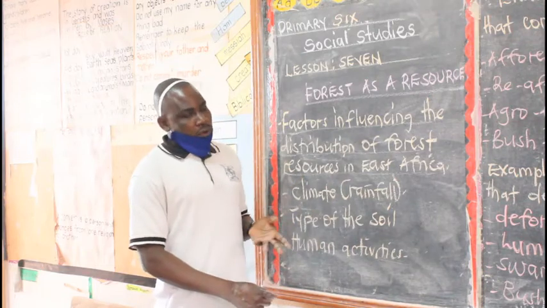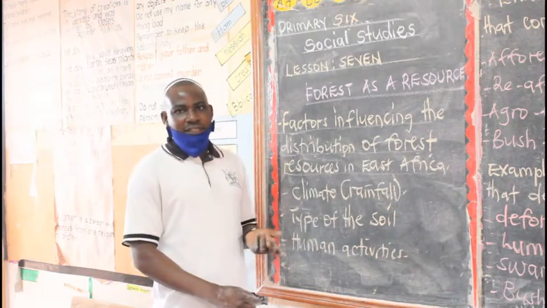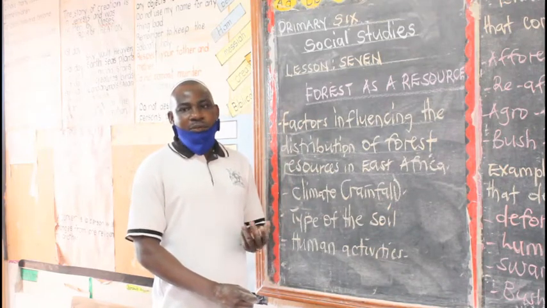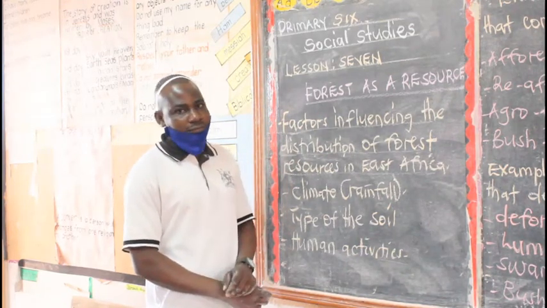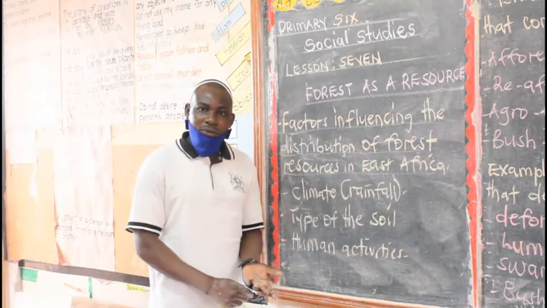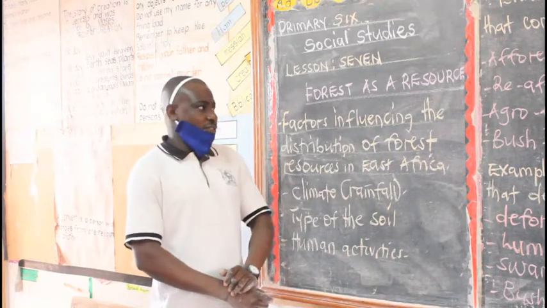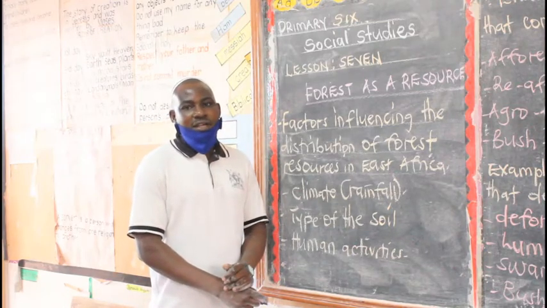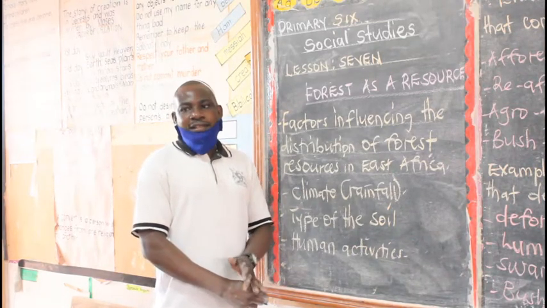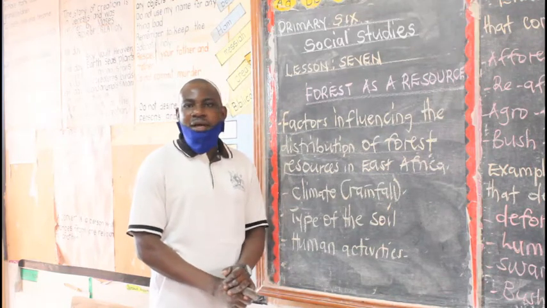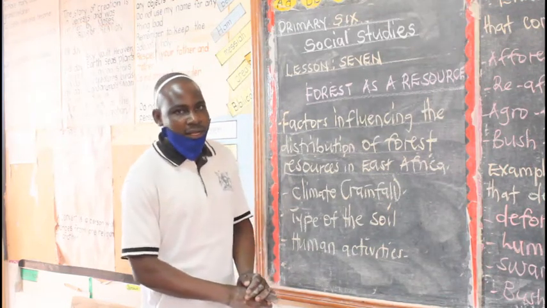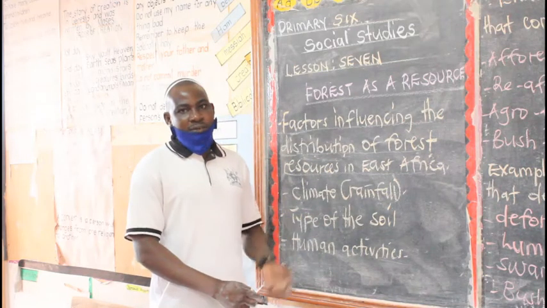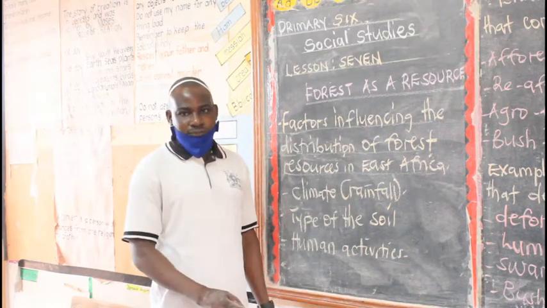Then we see that hardwood is used for making furniture. We also looked at the largest natural forest in Uganda, and that was the Budongo Natural Forest. So if they ask you to give the largest natural forest in Uganda, the answer is Budongo Natural Forest. Then if they ask you to give the largest natural forest in the central part of Uganda, then the answer is Mabira Natural Forest. We also looked at the second type, and that was planted vegetation.